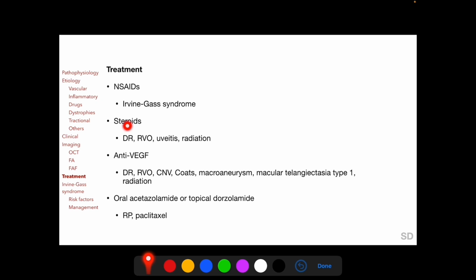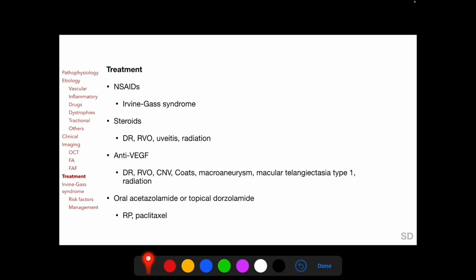Periocular and intravitreal steroids are typically used for CME from diabetic retinopathy, retinal vein occlusion, uveitis, and radiation retinopathy, and intravitreal anti-VEGF injections are used for CME due to diabetic retinopathy, retinal vein occlusion, choroidal neovascularization, radiation retinopathy, and from telangiectatic causes such as Coats disease, retinal arteriolar macroaneurysm, and macular telangiectasia type 1. We may note here that anti-VEGFs are not used for treating CME due to uveitis.